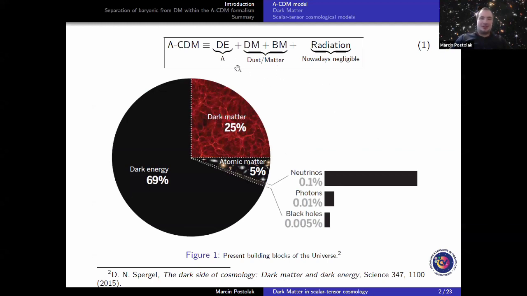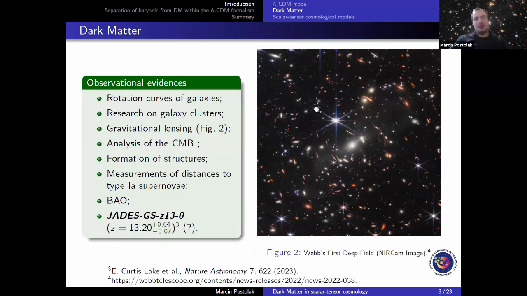In the Lambda-CDM model, we assume that the constituents of the universe are dark energy, in fact, in LCDM, the cosmological constant, dark matter and baryonic matter, which are treated as dust or matter, and a little radiation. So in fact, we have no idea about 95% of the universe. That's the so-called dark sector of the universe. Today I would like to say something about dark matter.